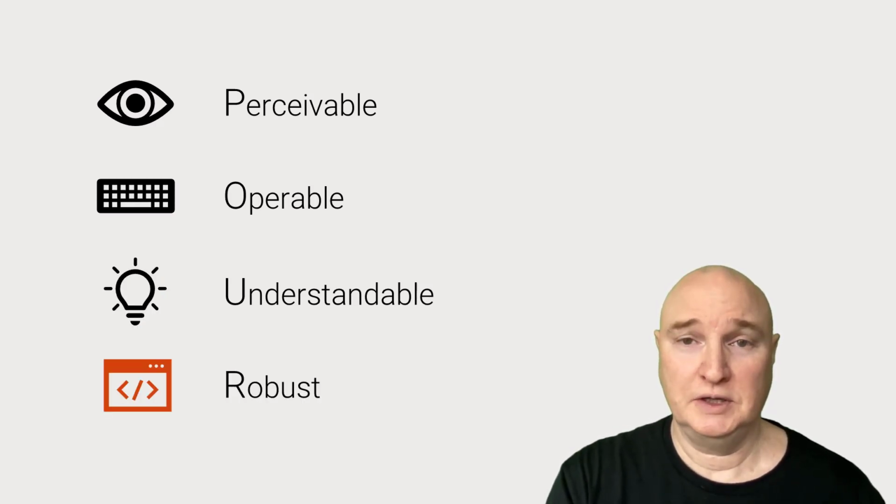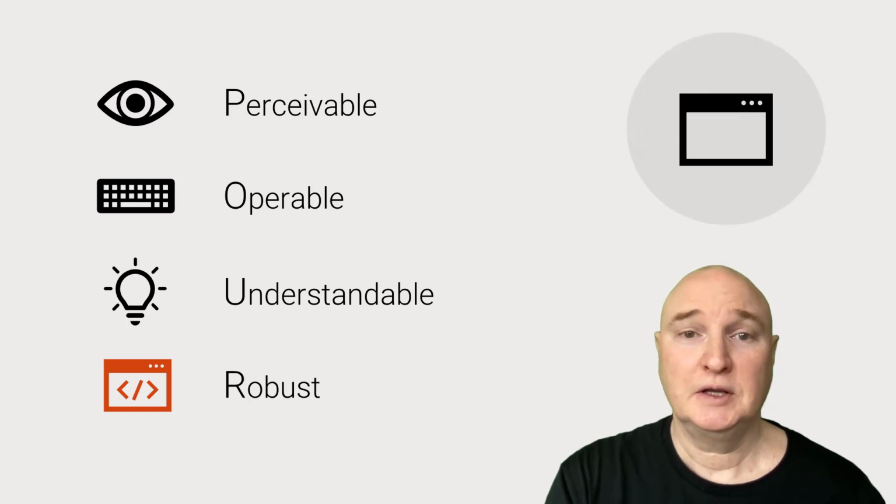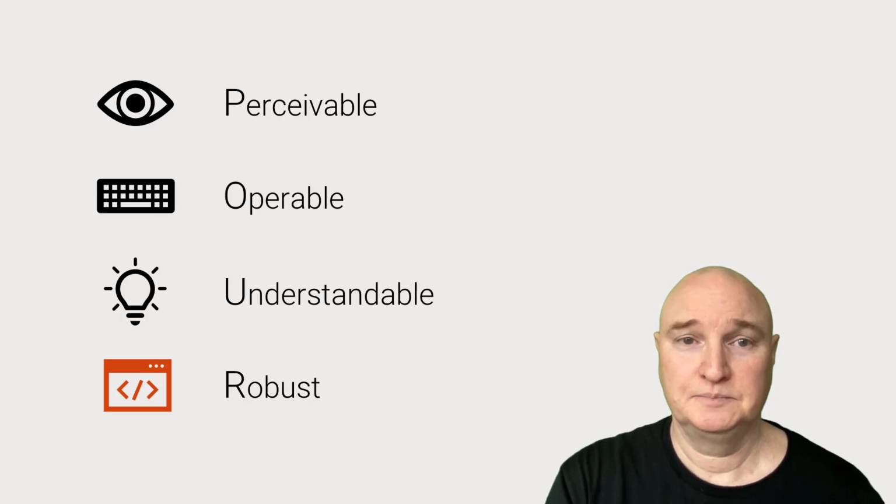This means that the content must be robust enough that it can be interpreted by a wide range of technologies. This would mean ensuring a website can be opened in any browser or by any assistive technology. Together, perceivable, operable, understandable, and robust, known as the POUR principles, are the 4 guiding principles of WCAG.